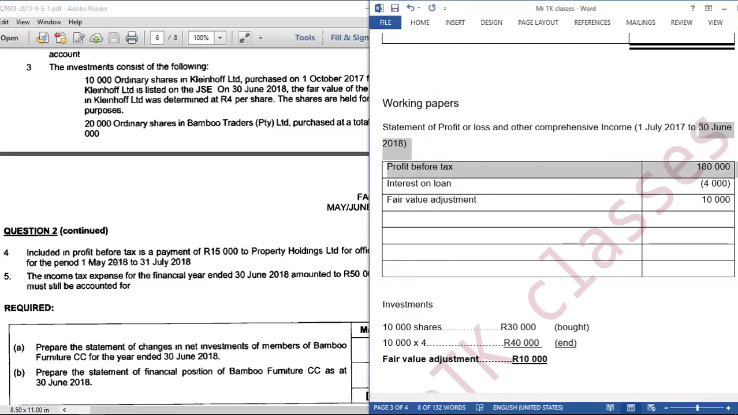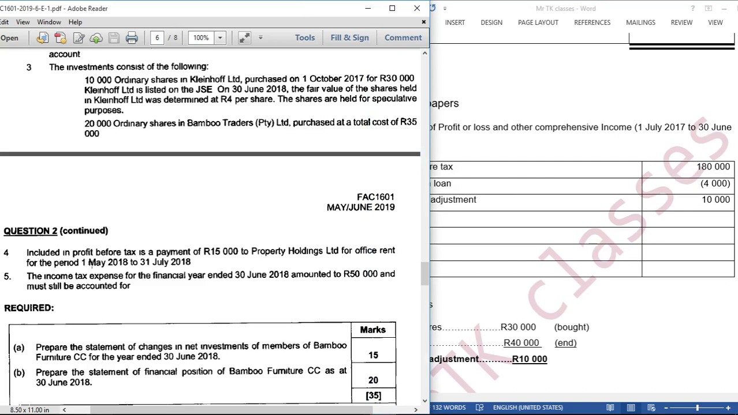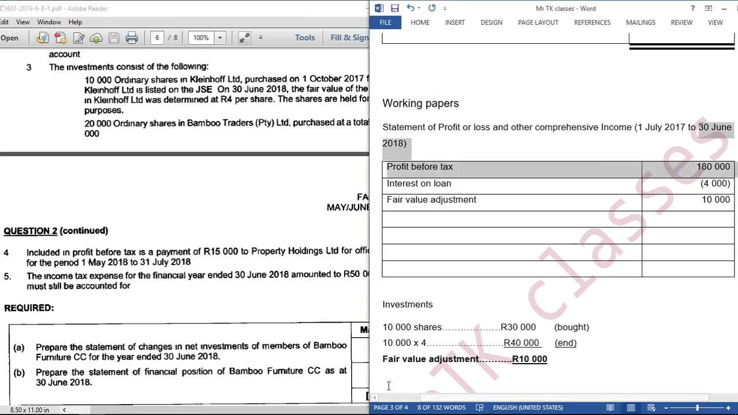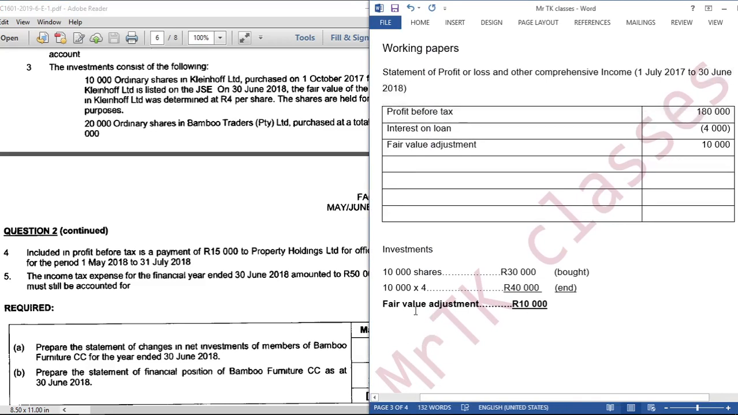And what are they saying about rent? Included in the profit before tax is a payment of 15,000 to Property Holdings for office rent for the period of 1 May 2018 to 31 July 2018. So it means there was a prepayment here, prepaid rent.